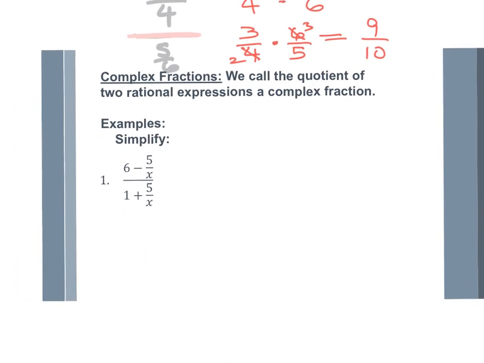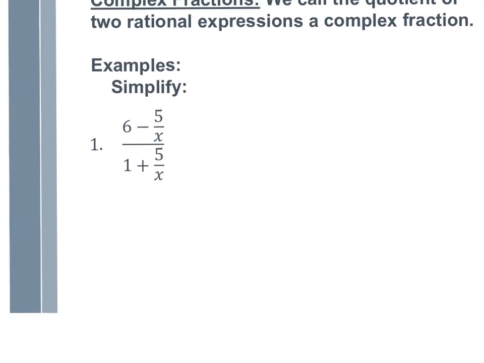So let's go ahead and take a look at our more complex fraction here. Again, I'm going to treat my problem as 3 different things. I'm going to first subtract in the numerator, find a common denominator. I'm going to add in the denominator, find a common denominator, and then once I get those two simplified things with a common denominator, I'm going to divide them.